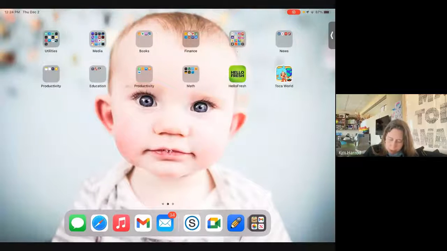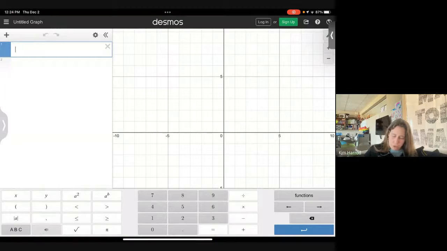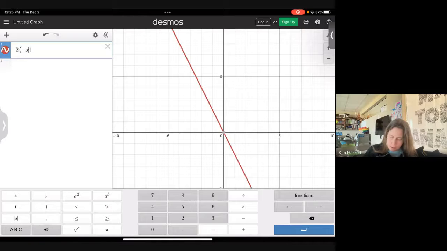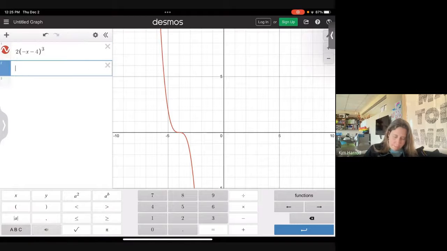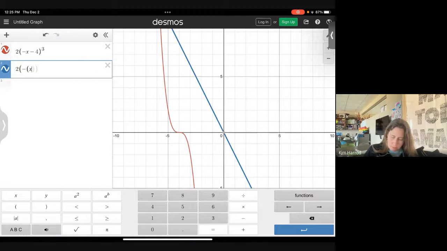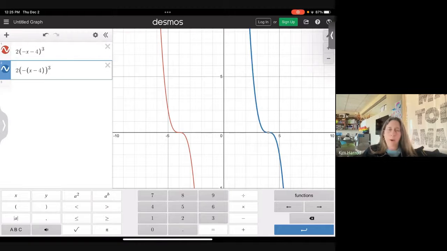I want to use Desmos instead of my graphing calculator so that I can show you the 2 different equations in 2 different colors. I think it was that, and then it was to the 3rd power, and then it was this double parentheses, x, oops, not x times 4, x minus 4, double the parentheses to the 3rd power.